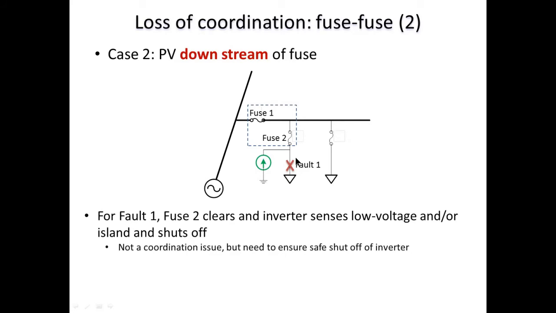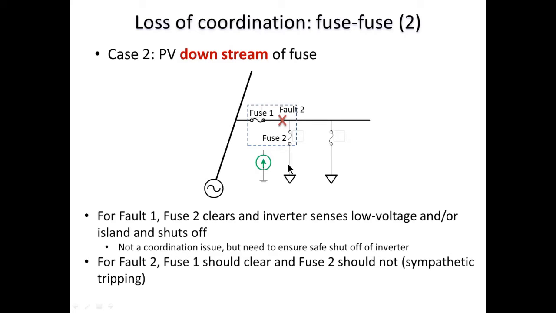But for a different fault, say fault 2 at this location, which is upstream of fuse 2, fuse 2 should not clear because the fault is not in this sublateral. But because of reverse fault current from the PV generator through fuse 2 into the fault, there is a potential for fuse 2 also to blow as a nuisance tripping or sympathetic tripping. So this case needs to be studied for proper coordination, especially when the PV generator is a very large system and therefore provides a large fault current.